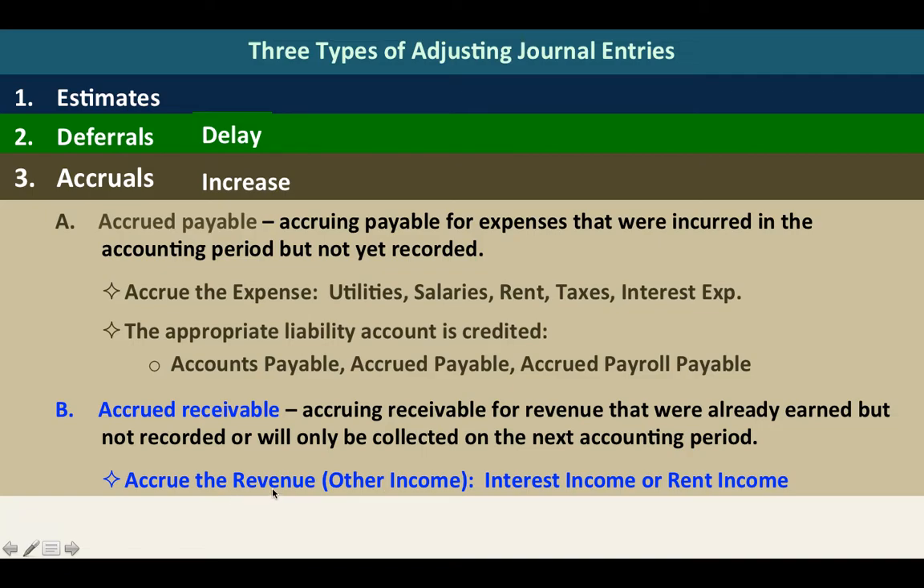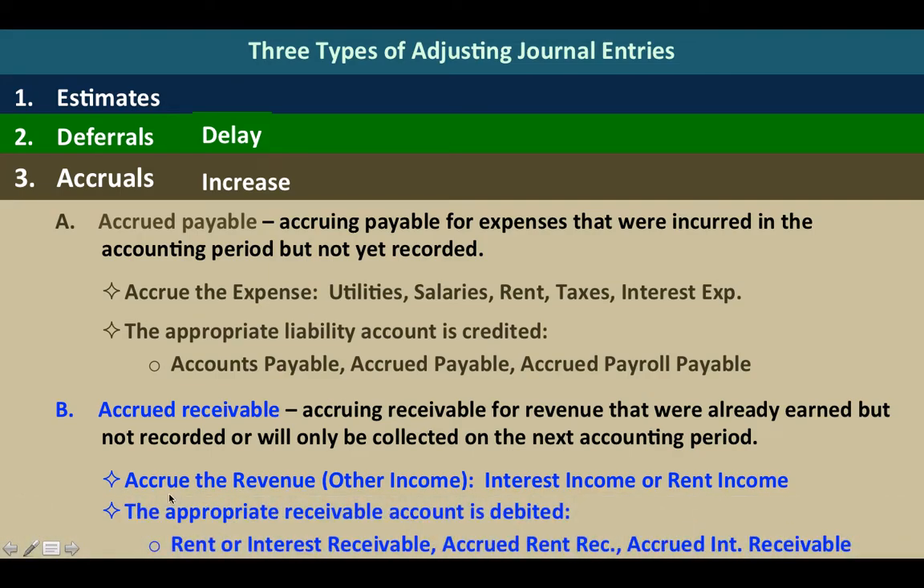By the way, the revenues that we can accrue are interest income or rent income, and these are other income. Yung mga regular revenue natin, service income for service business, and sales for merchandising business, hindi natin sila ina-accrue. So, ang ina-accrue natin ay yung other income lang. Okay? So, in this case, if we have earned interest income or rent income, we are going to debit interest receivable or accrued rent receivable or accrued interest receivable and credit the income that was earned. Okay?